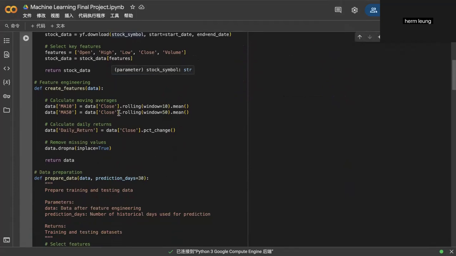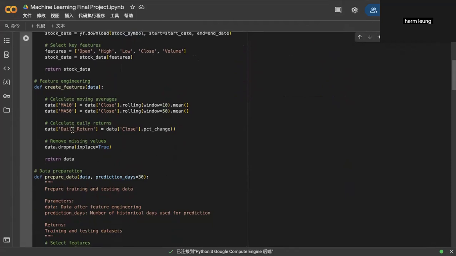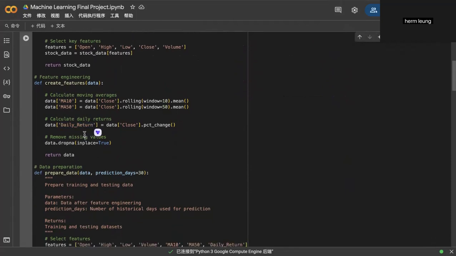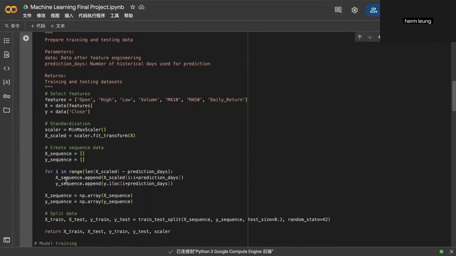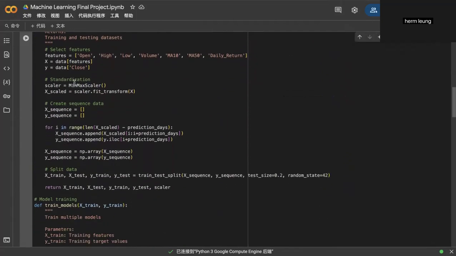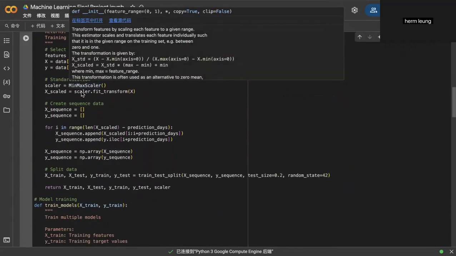After getting the data, I added some helpful information. You can see MA10 and MA15. They are 10-day and 15-day moving averages to show trends over time. And I also use daily return to show how much the price changed each day. Then I do standardization. I scale all numbers between 0 and 1 using min-max scaler.